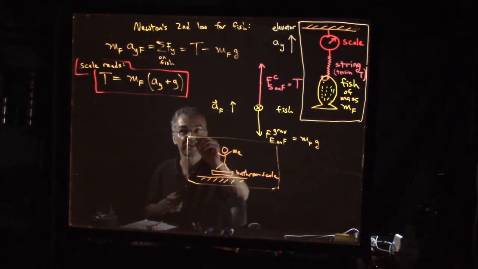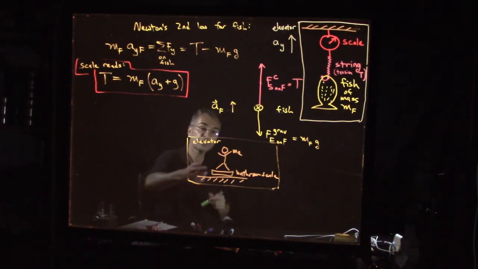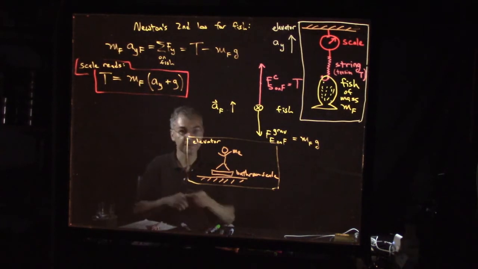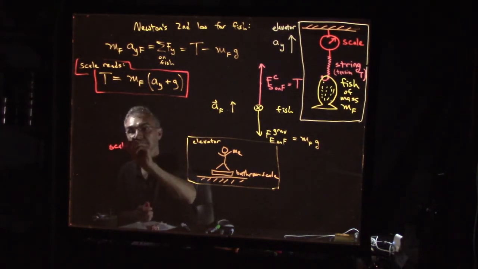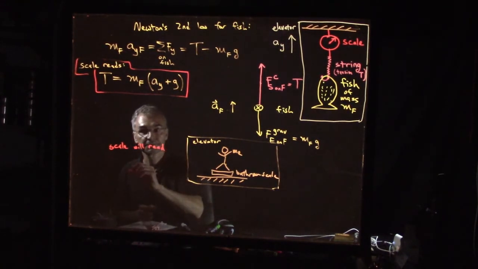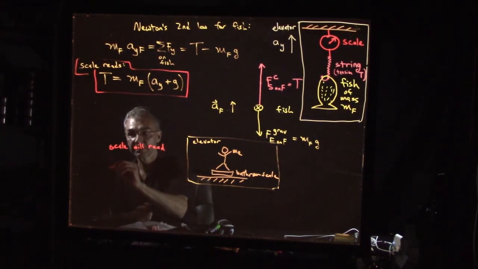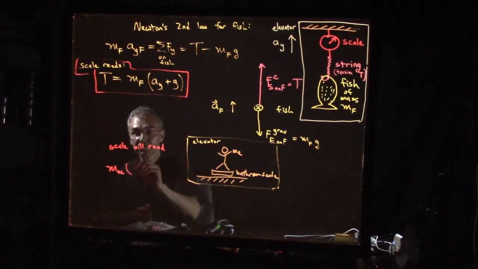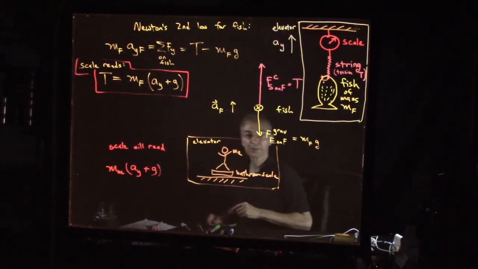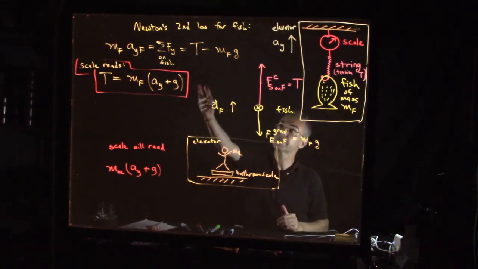Right, so if we're inside an elevator, then you say, what does the scale read? The scale will read basically my mass times the vertical acceleration of the elevator plus g. And you do it the exact same way.